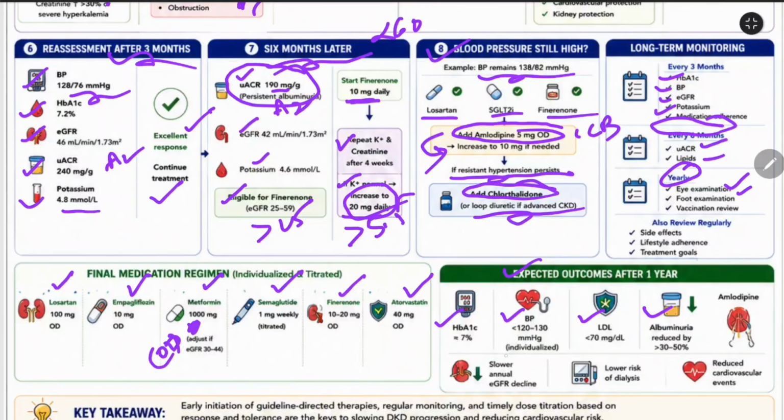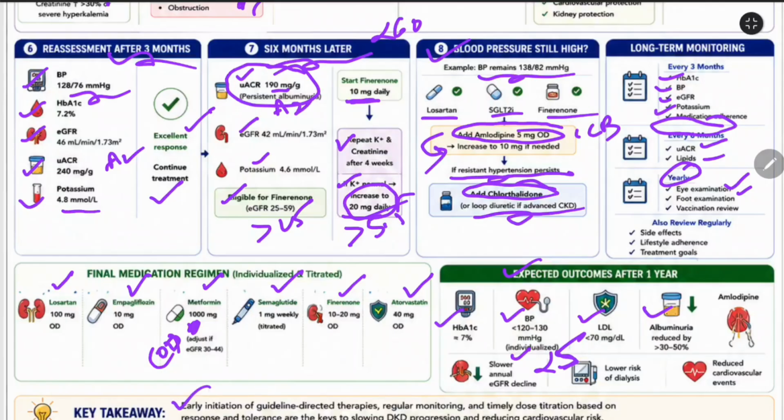So slower annual eGFR decline should be there. What do I mean by slow eGFR decline? That should be less than 5. So yearly the eGFR should decrease by less than 5. Okay, then that's the thing.